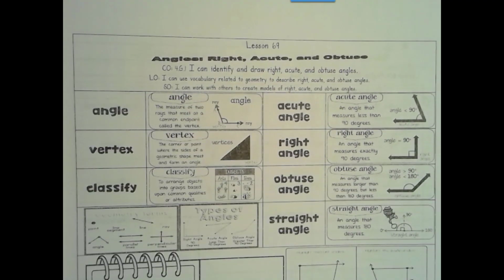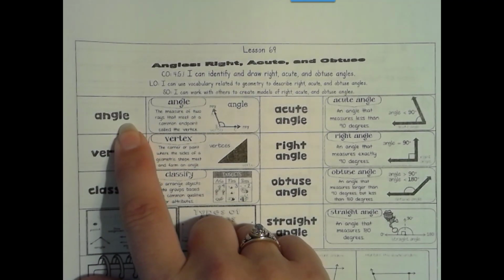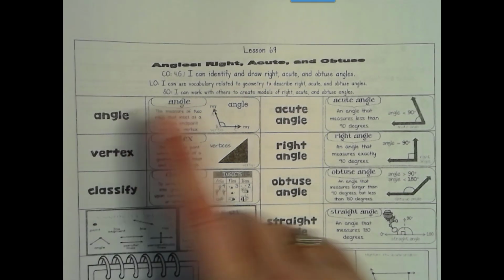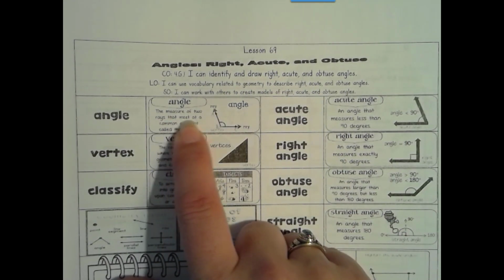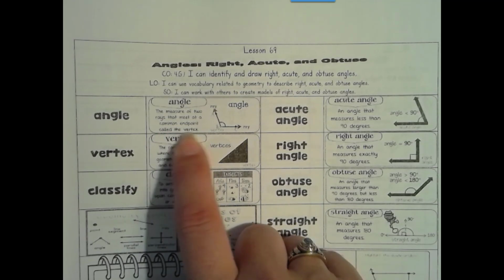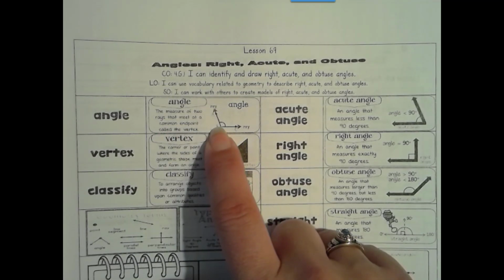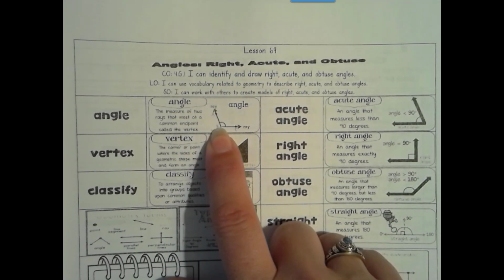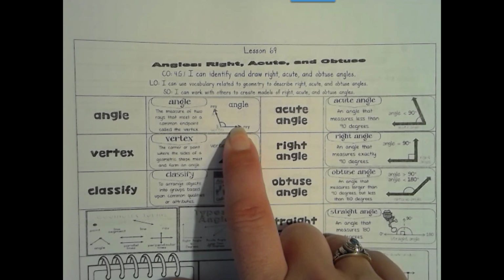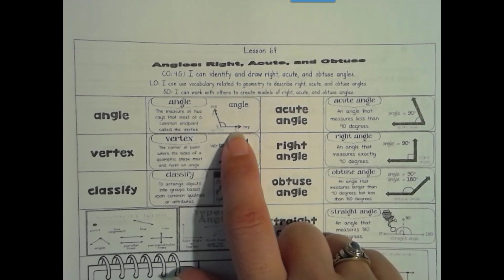So first, what is an angle? We did look at them in the last lesson just a little bit. The measure of two rays that meet at a common endpoint called the vertex. So we have one endpoint and two rays that continue off of them. And if you remember, a ray has one endpoint and continues in another direction forever. So that's what those arrows are for, to show that they continue forever.